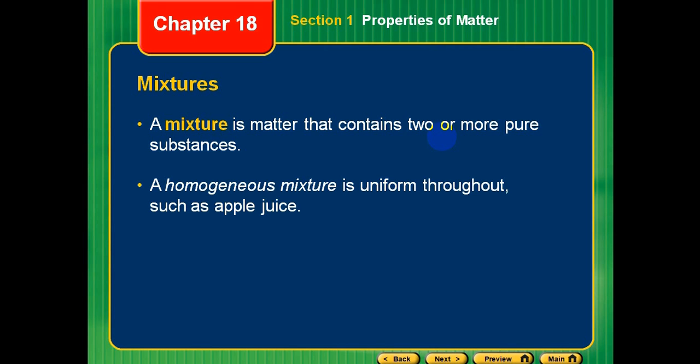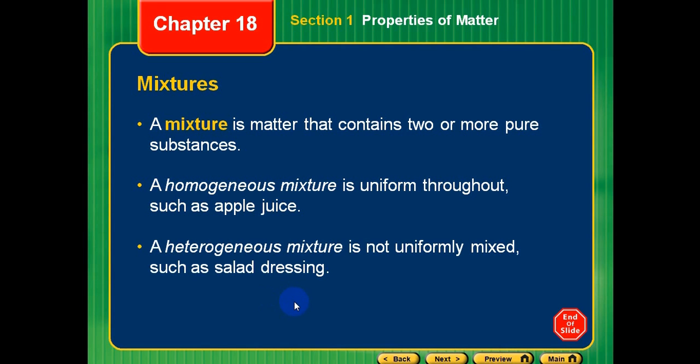We have two types of mixture. A homogeneous mixture is uniform throughout, such as apple juice. In a homogeneous mixture, when you mix two things and they completely dissolve or mix completely, like for example sugar in water, you cannot see the sugar anymore because the sugar is distributed evenly inside the water. So this example of mixture we call a homogeneous mixture.